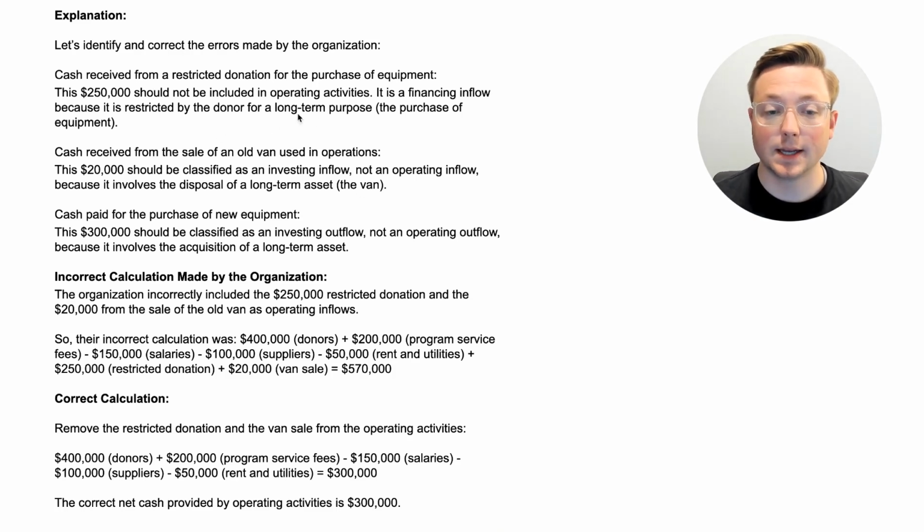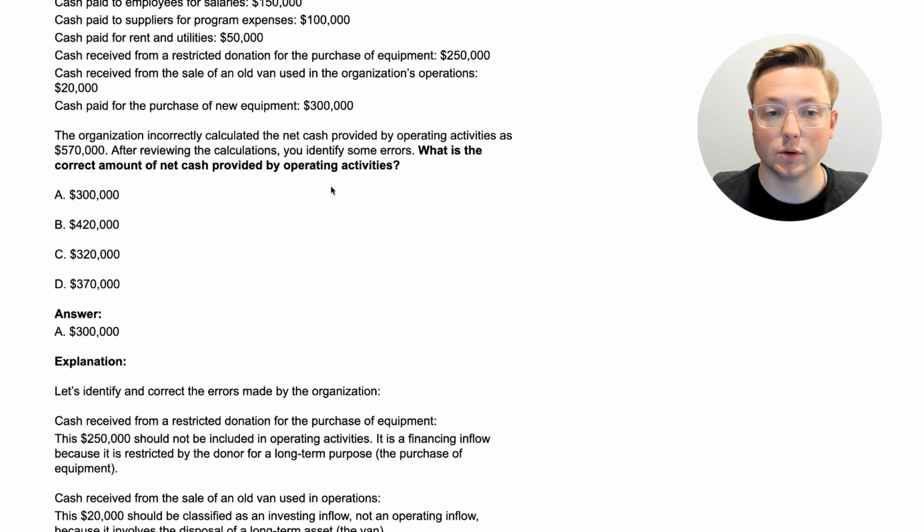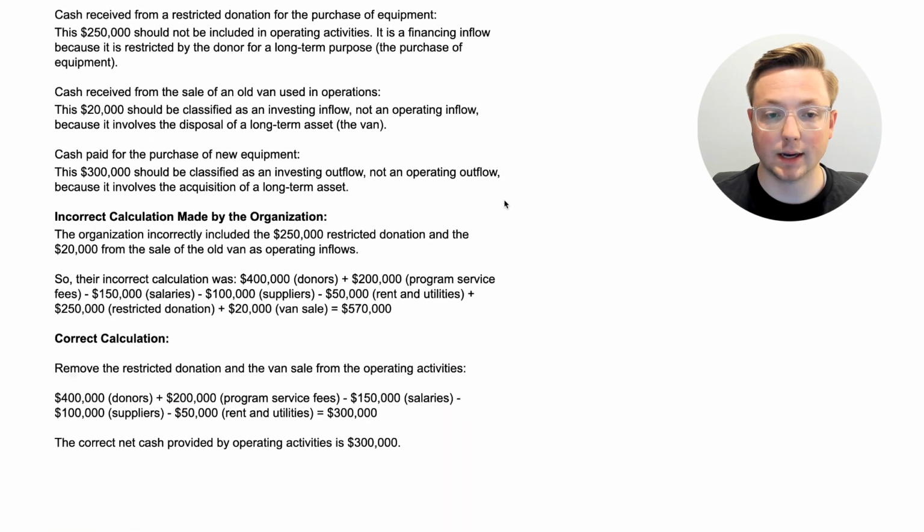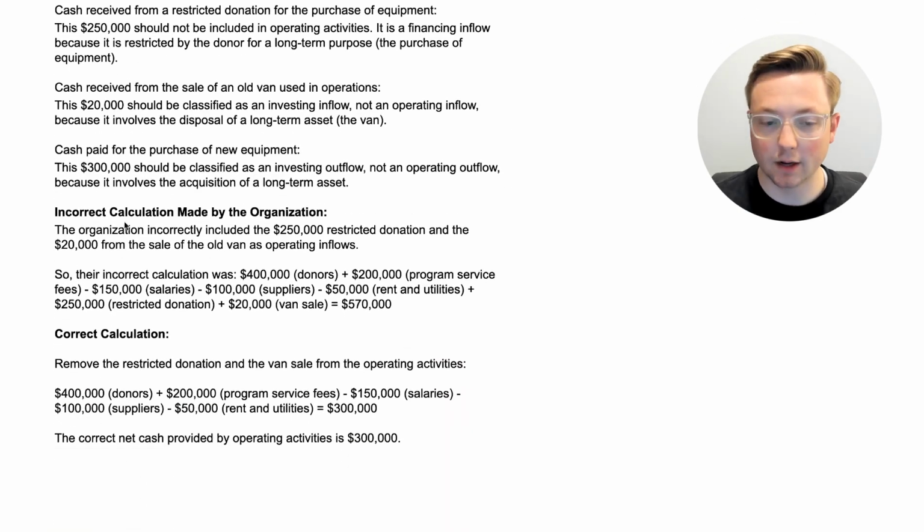So these are the things that it looks like could have been the errors. It's not talking about anything else that could have been the error, so we're assuming that the rest of these were done correctly, but these last 3 could have been done incorrectly. So let's look at the calculations here to see how they got the wrong answer. For their calculation, they incorrectly included the $250,000 restricted donation and the $20,000 from the sale of the old van in their operating activities. So we can see their incorrect calculation here.